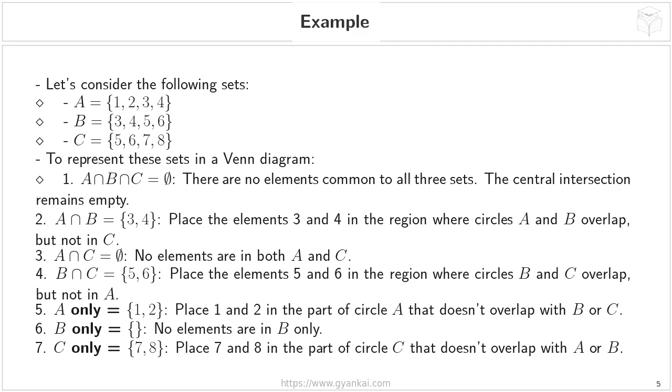And that's it. We've successfully populated the Venn diagram with all the elements from our 3 sets. Remember, this exercise is all about carefully identifying which elements belong in each region based on their set memberships. This will be very helpful as we move on to solving more complex problems using Venn diagrams.